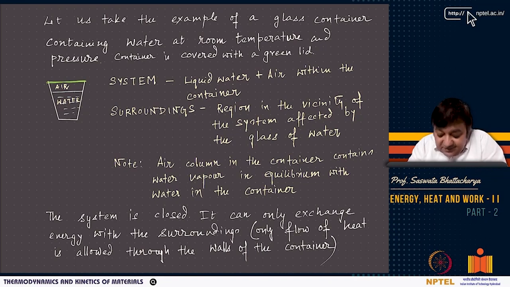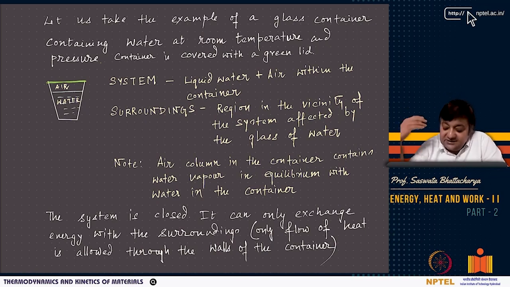Now what types of systems are possible? Now I am basically classifying the systems, right? This is very important, because if I can classify, I can also modify the differential form of the first law according to the nature of the system, right? So for example, if I take a glass container which contains some water at room temperature and pressure, and it is covered with a green lid, it also contains some air. The system under consideration is basically liquid water plus air within the container, which is kept at room temperature and pressure.